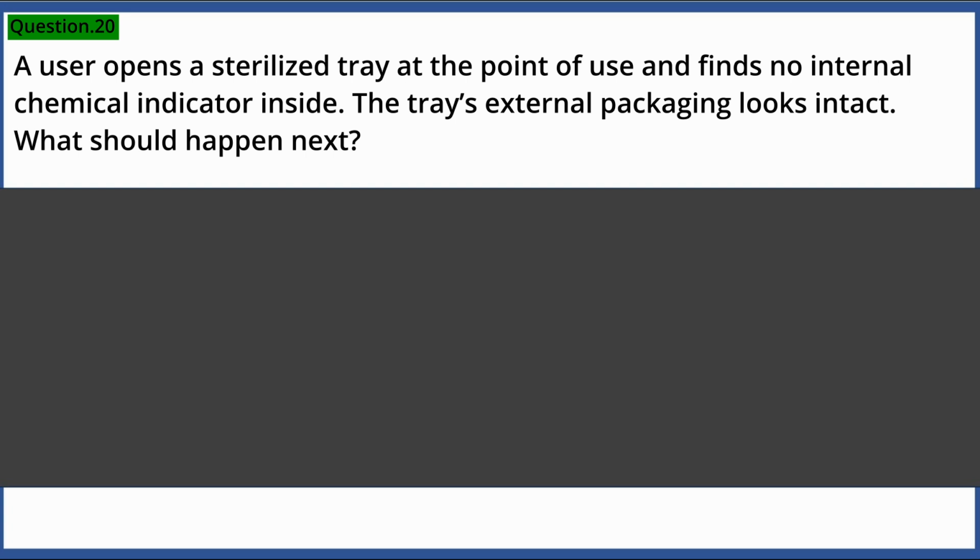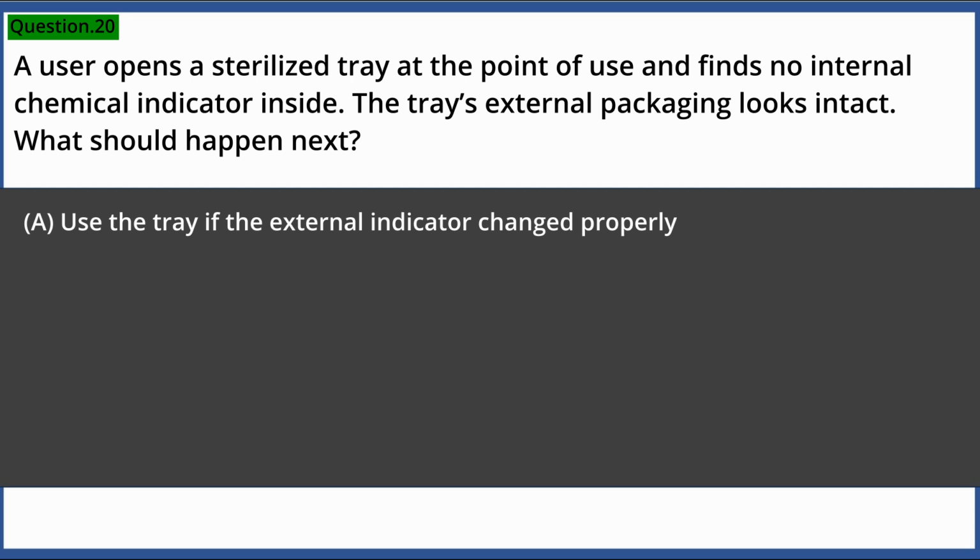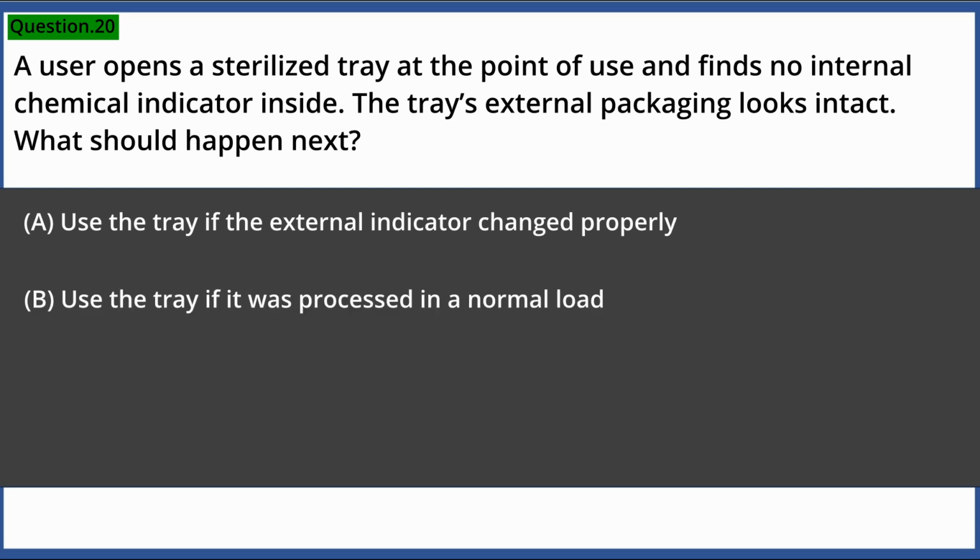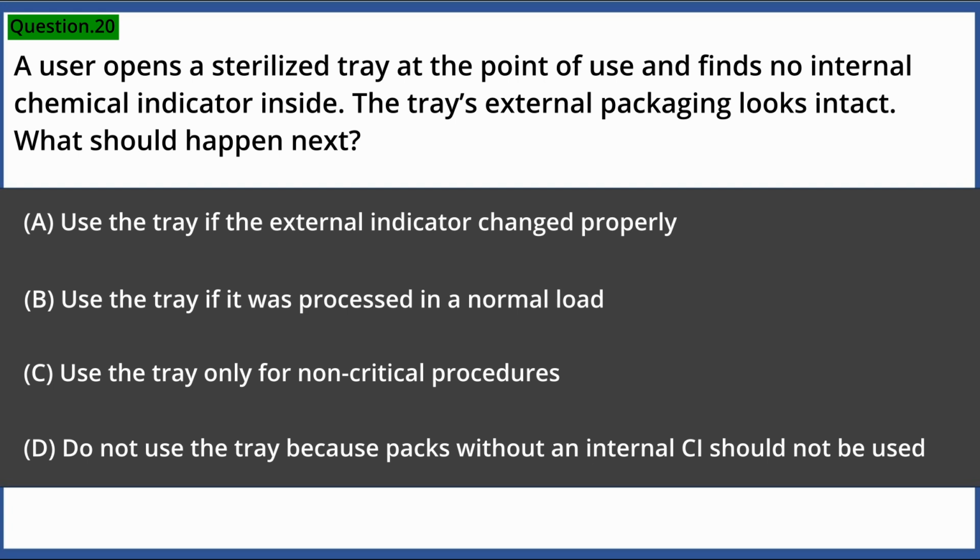A user opens a sterilized tray at the point of use and finds no internal chemical indicator inside. The tray's external packaging looks intact. What should happen next? A. Use the tray if the external indicator changed properly. B. Use the tray if it was processed in a normal load. C. Use the tray only for non-critical procedures. D. Do not use the tray because packs without an internal CI should not be used. Answer. D. Do not use the tray because packs without an internal CI should not be used.